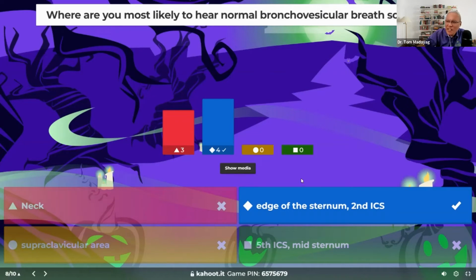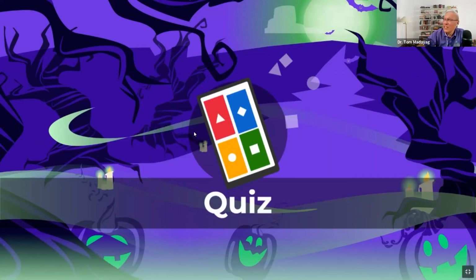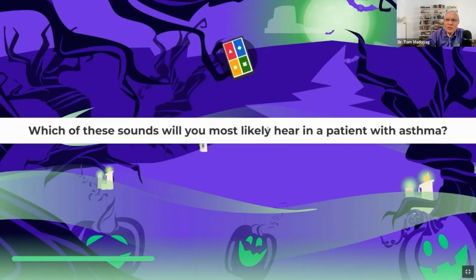Okay, so it should be at the edge of the sternum. All right. The neck, you will be hearing bronchial or tracheal breath sounds. So let's see who answered it correctly. Al, Michelle, Lavina, Fatima, and Jaya. And let's go to question number 9.